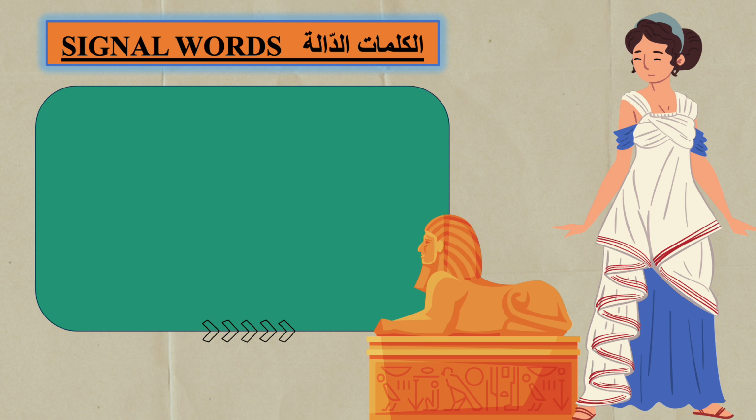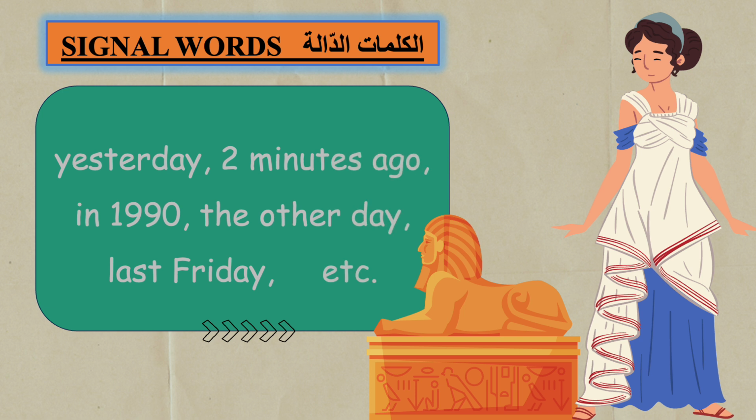Signal words tell you what tense you have to use. For the simple past, these are expressions of time in the past. Yesterday, 2 minutes ago, in 1990, the other day, last Friday, etc.